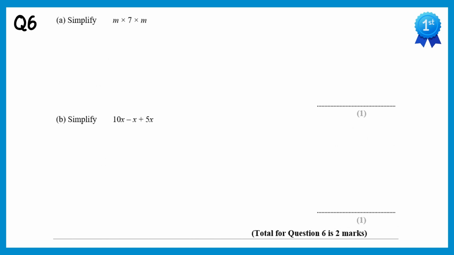In this next question we need to simplify some algebraic expressions. For the first one I'm going to tackle the m times m first, which would give you m squared. We then multiply this by 7, so 7 times m squared is 7m squared.